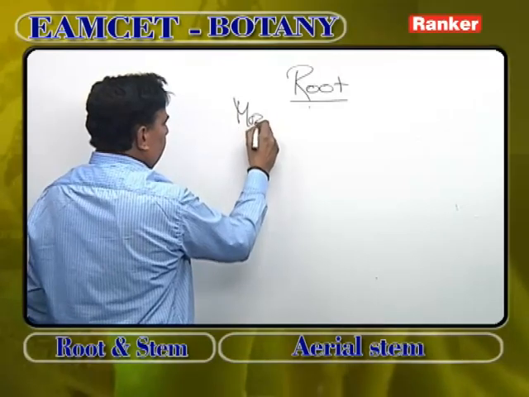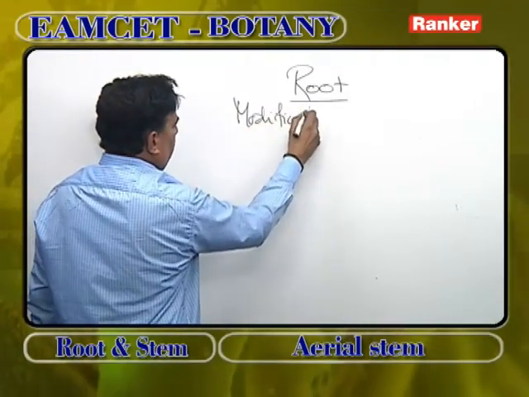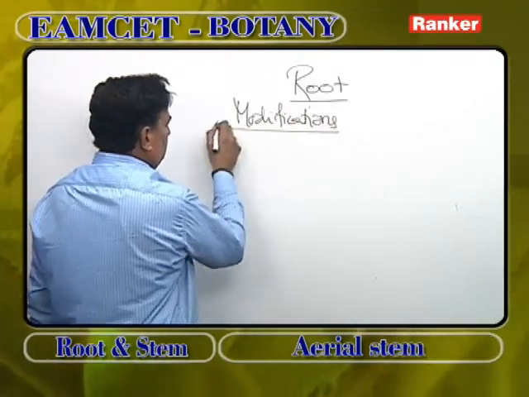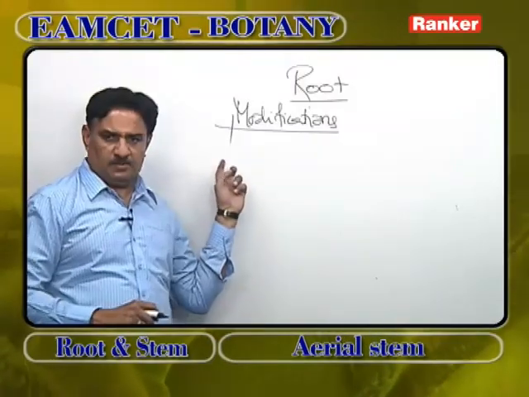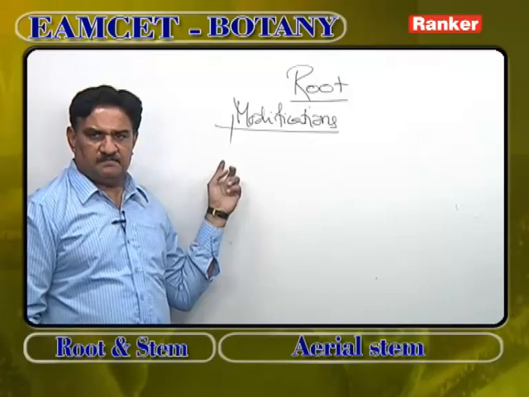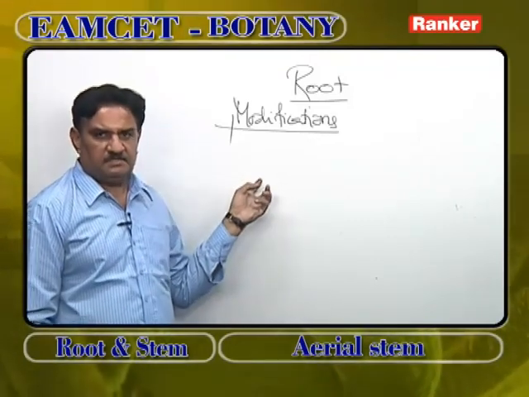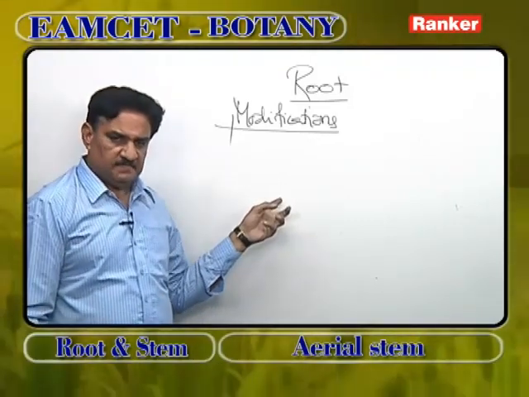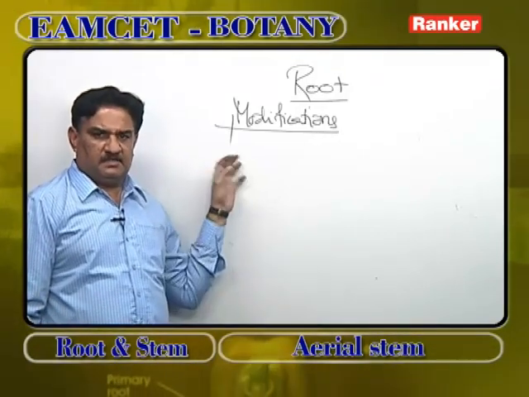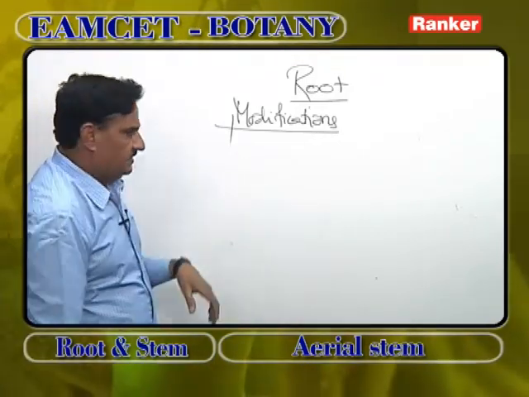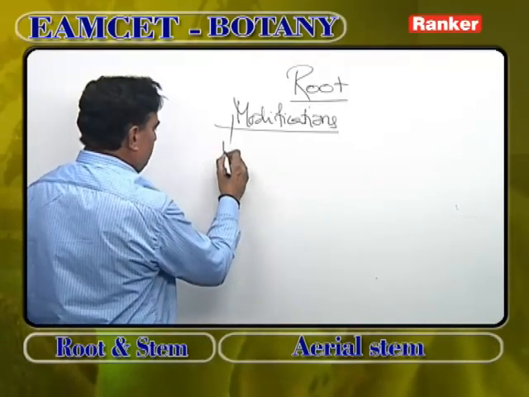Next comes modifications. Any permanent change that occurs in a root to store food material, to perform a mechanical function, to do some special function, or to provide mechanical support, whatever it may be, is popularly called modification. Root modifications are of different types.